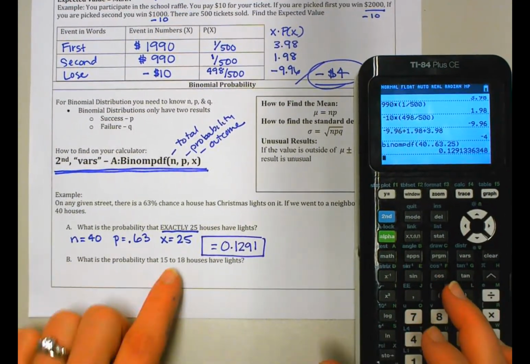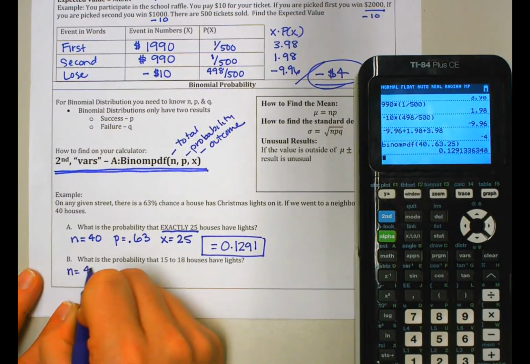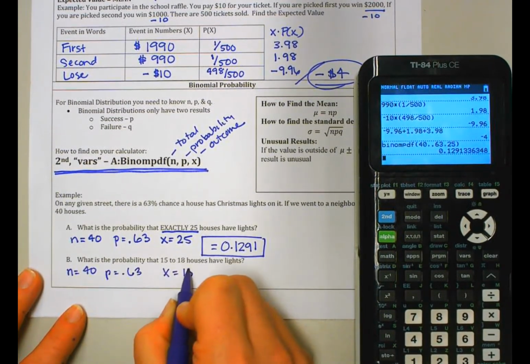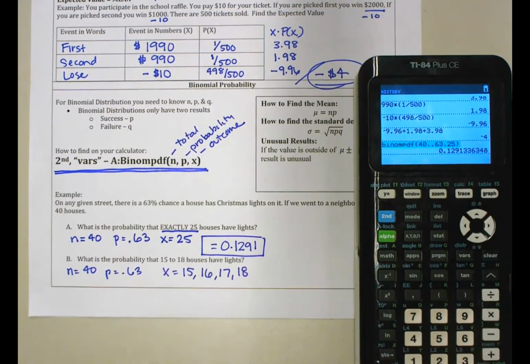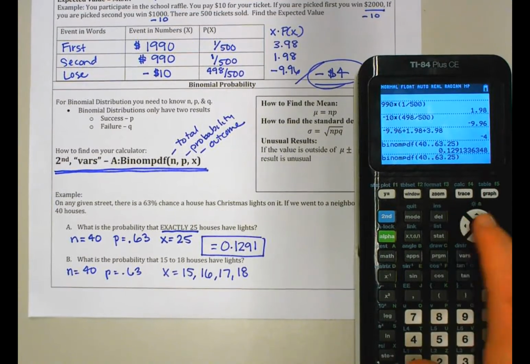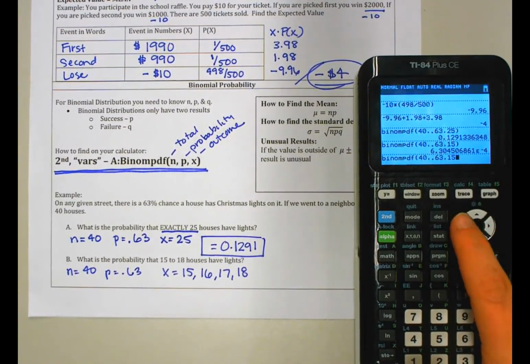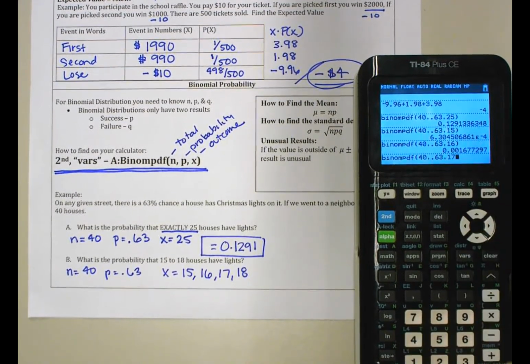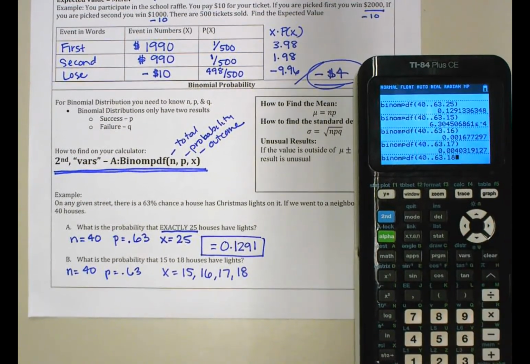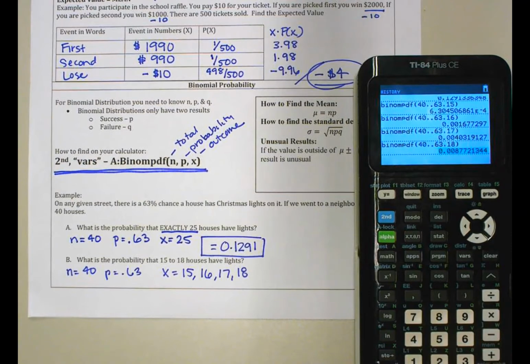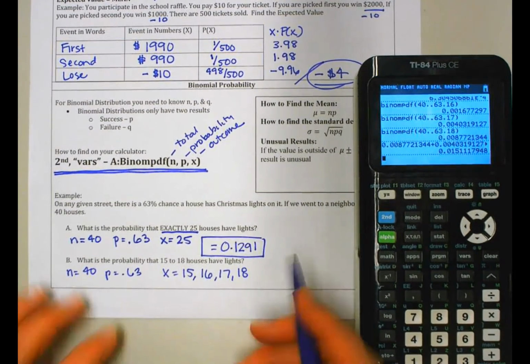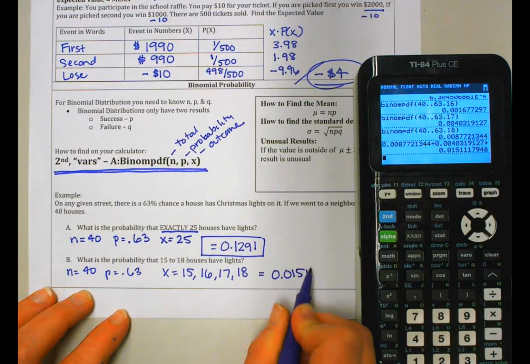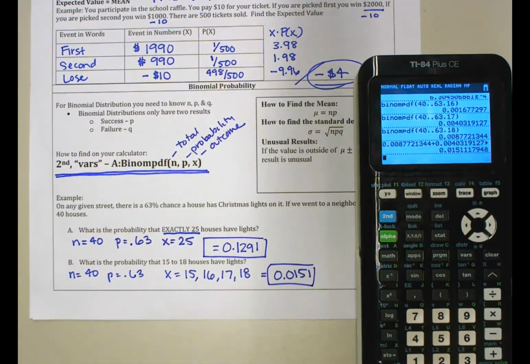So then our next one asks us the probability of 15 to 18 houses have lights on them. So still our N is 40, P is 0.63, and now X has a couple different values. So it's 15, 16, 17, and 18 that we're going to look for. So remember when we did that, we could even copy this one because our 40 and 0.63 stayed the same. We're just going to change this value to 15 and calculate. We'll change it to 16 and calculate, 17 and 18. So once we calculate for all of those, then we'll add those values together. So we'll take this, then hit plus, go up to here, plus this one, plus this one. So when we add those together, we get 0.0151 as our probability. So this one is just adding up multiple values.